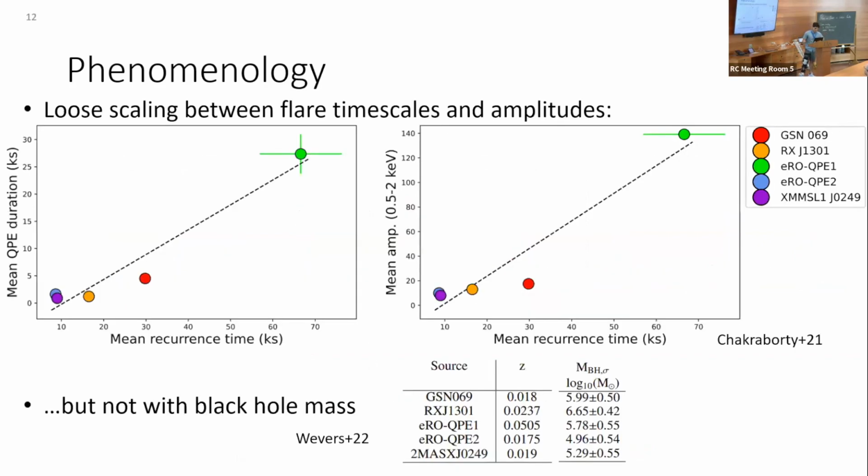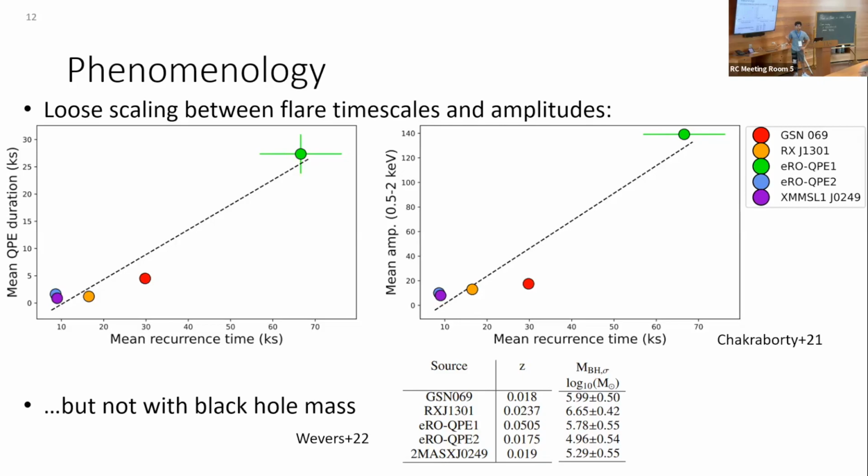There's a loose scaling between the flare timescales and amplitudes. The left plot shows the average QPE duration and how it scales with the recurrence time. So the sources where there's a longer time between the flares also tend to have the longest flares. The big outlier at the top right is eRO-QPE1, which is an outlier in many more ways than just this. And then there's also the amplitude, which is the peak emission divided by the quiescence, which also seems to scale with these quantities.